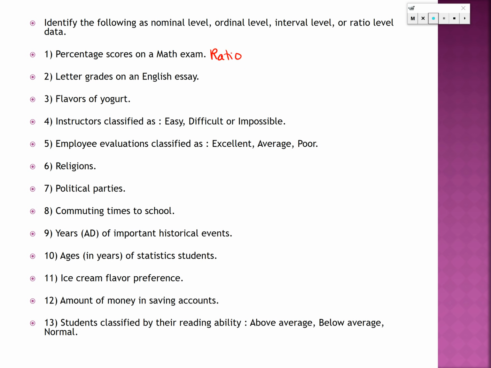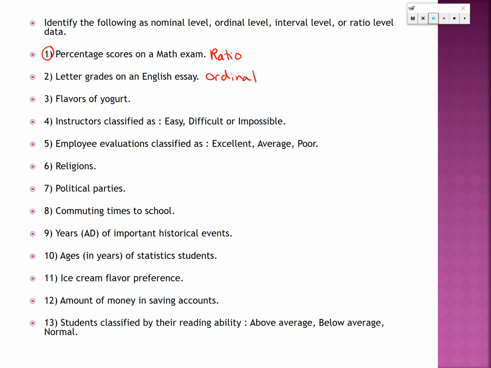Letter grades on an English essay. Letter grades can be put in a specific order, but there's no measurable difference. I'm not given the percentages, so I can't actually measure the difference between an A and a B. If you attach the percentages, then it becomes like number 1. But if we're just looking strictly at the letters, all we can do is put them in a specific order. Order, ordinal.